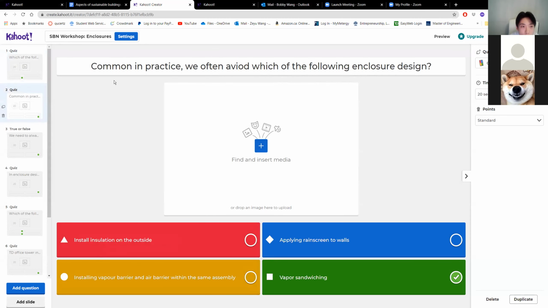And the next question: common in practice, we often avoid which of the following enclosures? I think nearly everybody got it right, because we want to avoid vapor sandwiching. Sometimes we can install the insulation on the outside as rigid insulation, and it's applicable. And applying the rain screen to walls, we often do that because we want to control the water movement. And we also want installing the vapor barrier and air barrier, sometimes within the same assembly, because they control different elements, right? So it's vapor sandwiching.